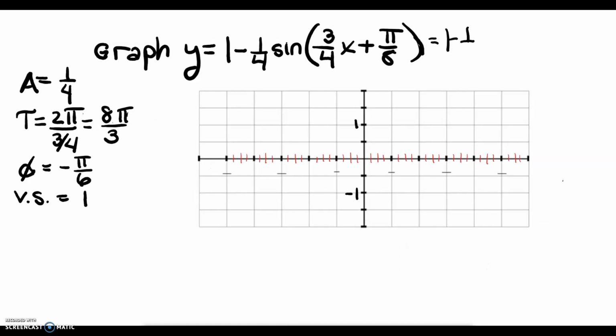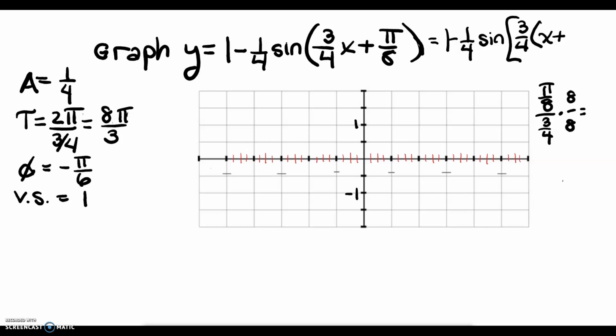So I get 1 minus a quarter sine of 3/4 times x plus, okay, so if I factor out that 3/4, I'm dividing by 3/4, and I think I'll multiply by 8 over 8 to get rid of this ugly complex fraction. So I get pi over 6. And remember, I really should write this as a subtraction so I can see what that phase shift will be. It'll be a negative pi over 6.